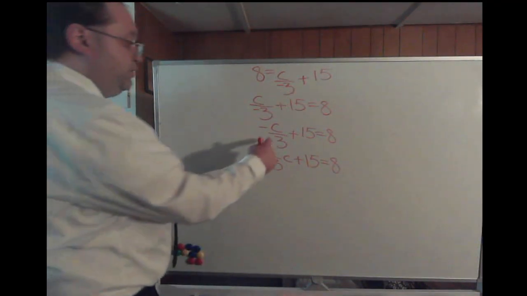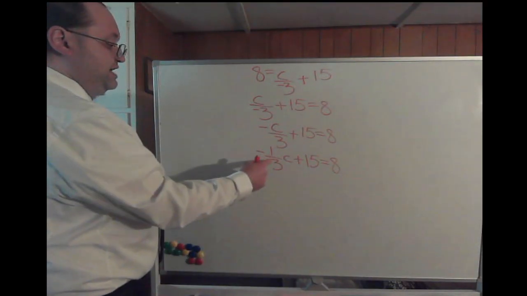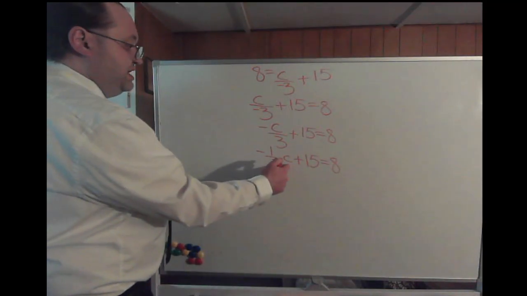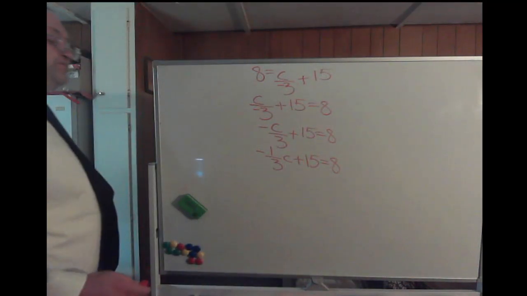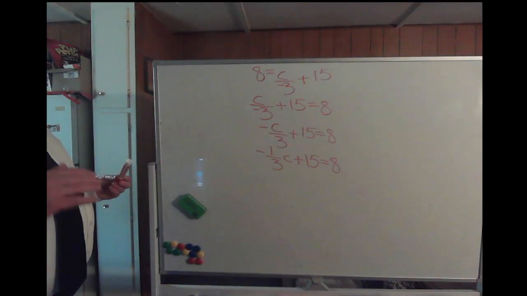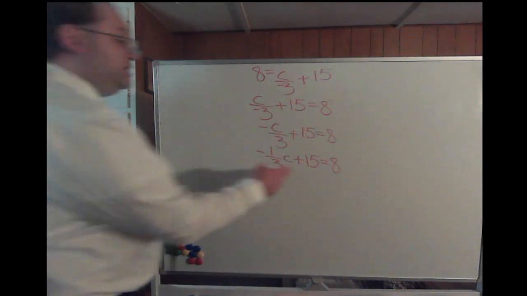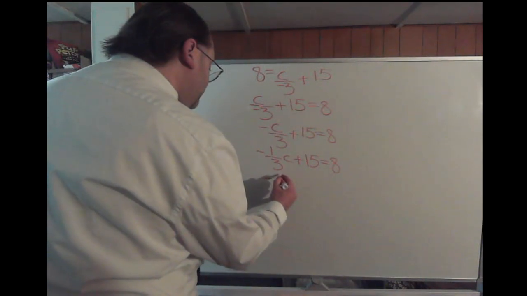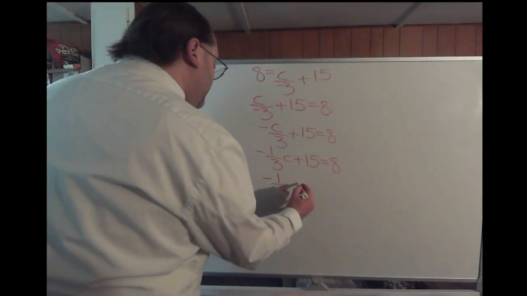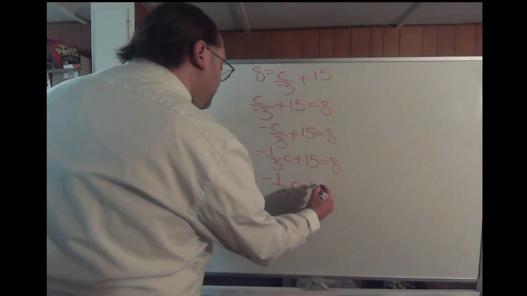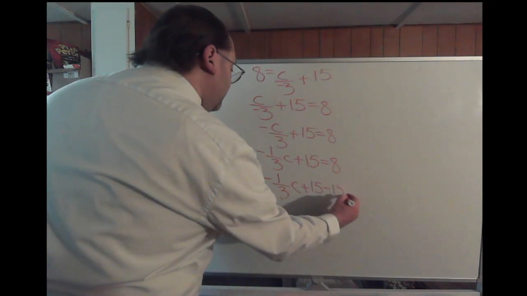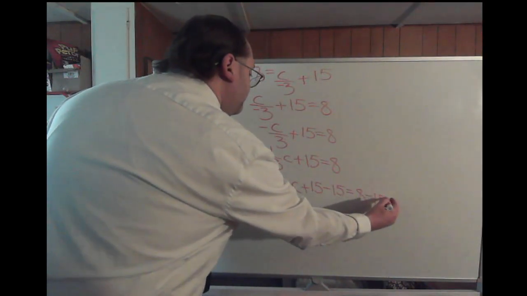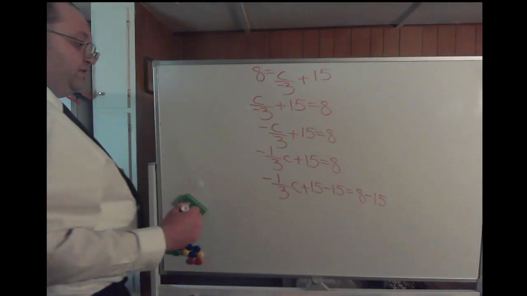And then I use the fact that c over 3 is the same as 1/3 times c, just happen to have the negative sign. So you have negative 1/3 times c plus 15 equals 8. Of course, we want to get that negative 1/3 c by itself. So we have plus 15. We need to do minus 15. So we have negative 1/3 c plus 15 minus 15 equals 8 minus 15. Because what you do to one side, you've got to do to the other.